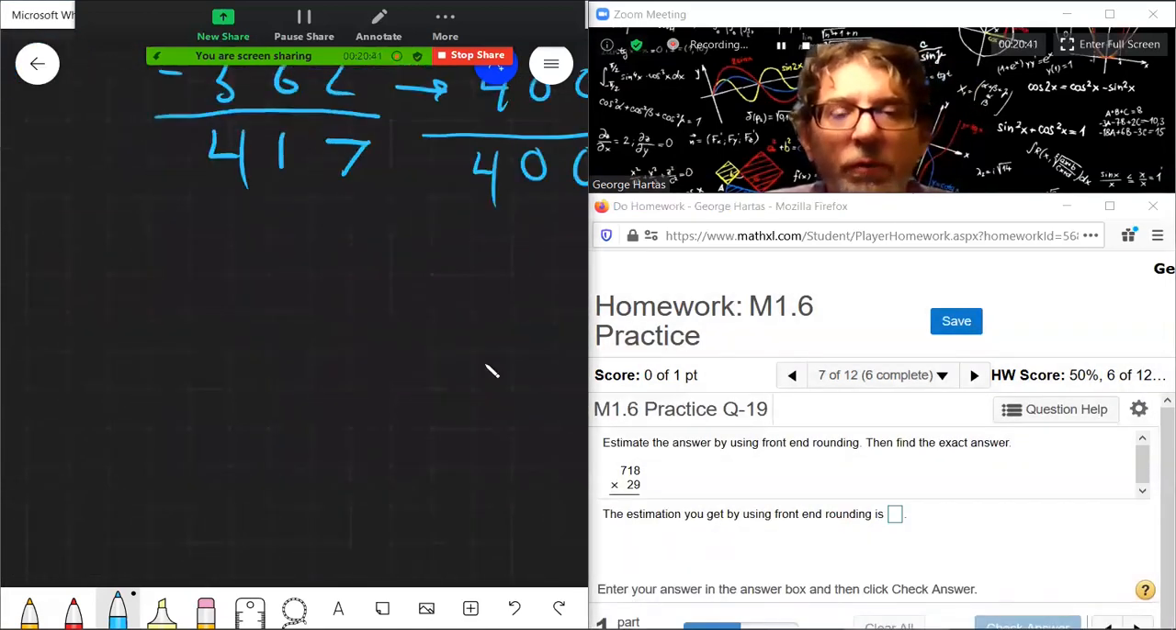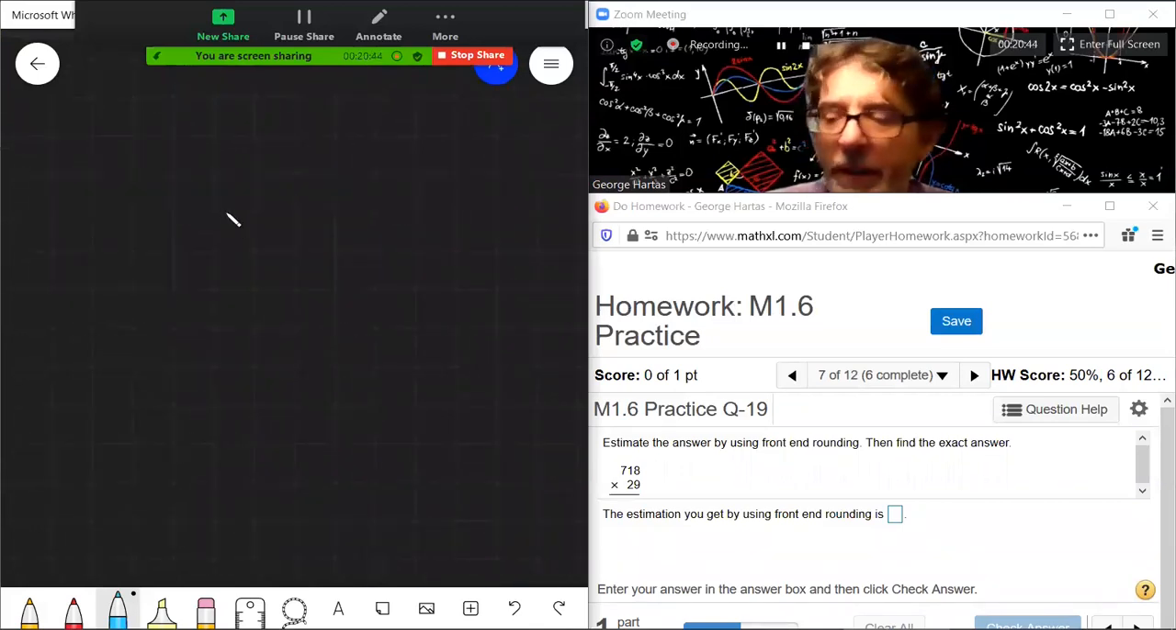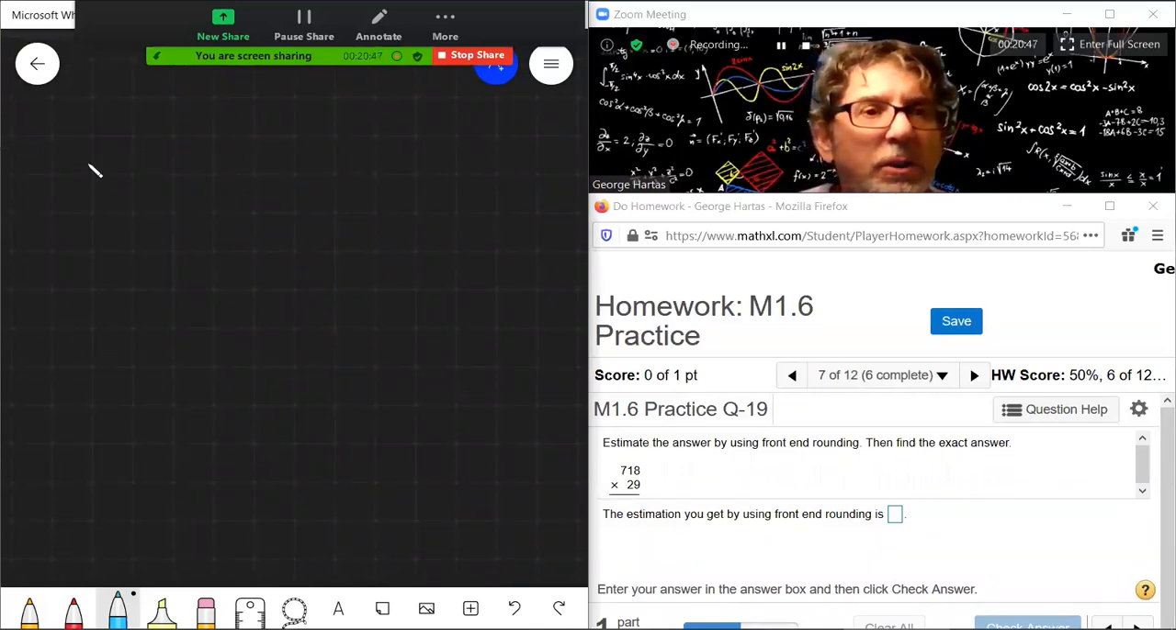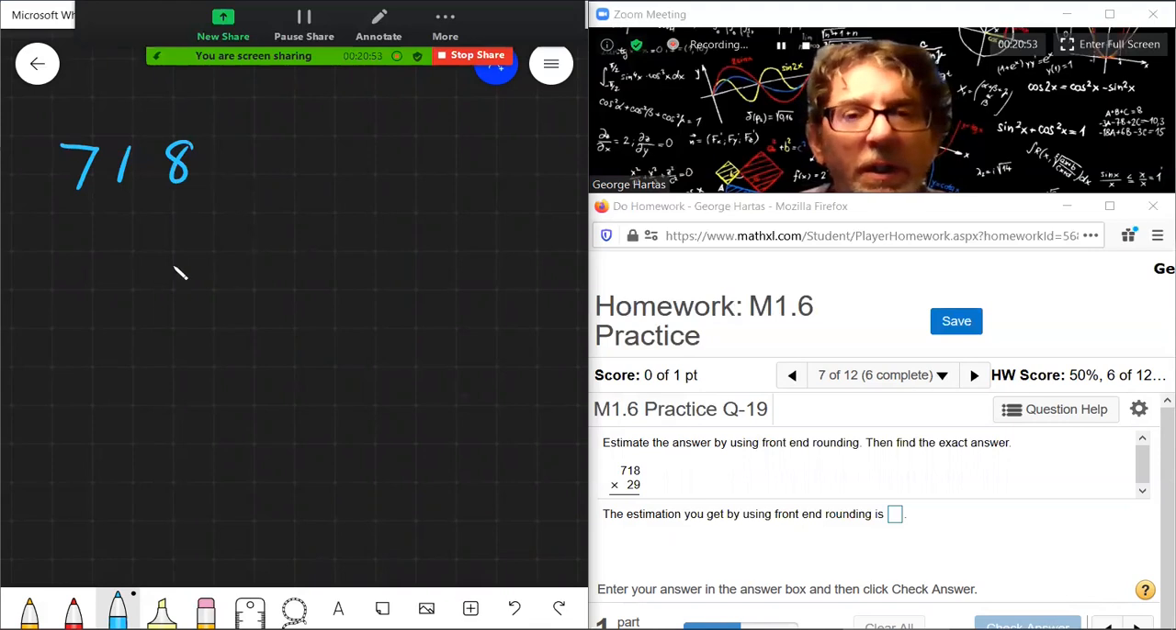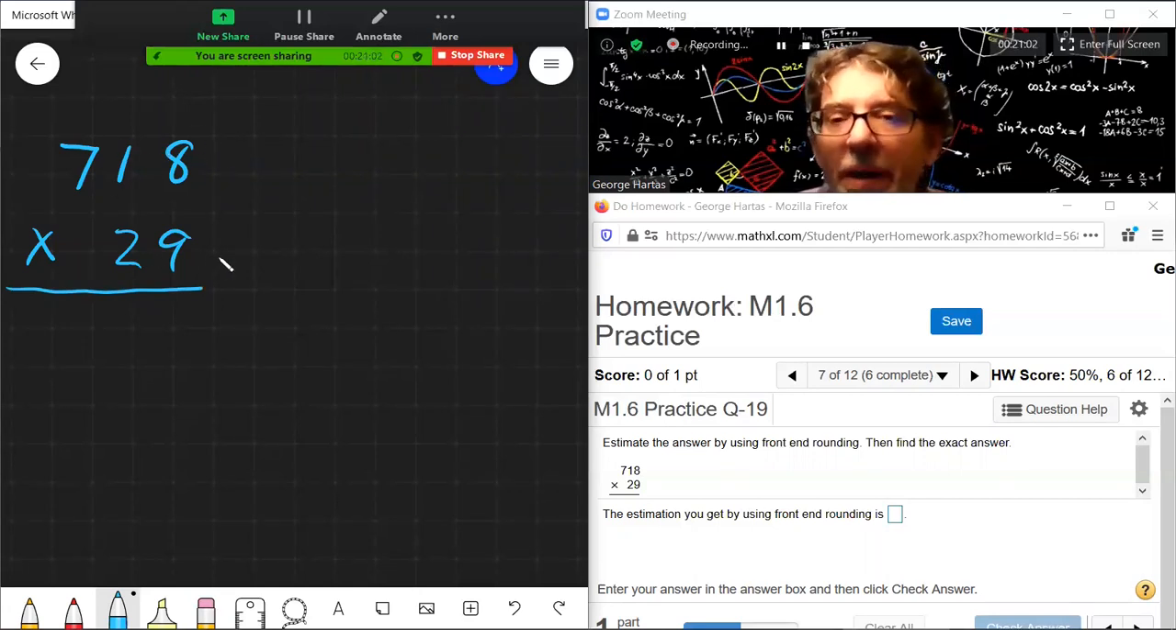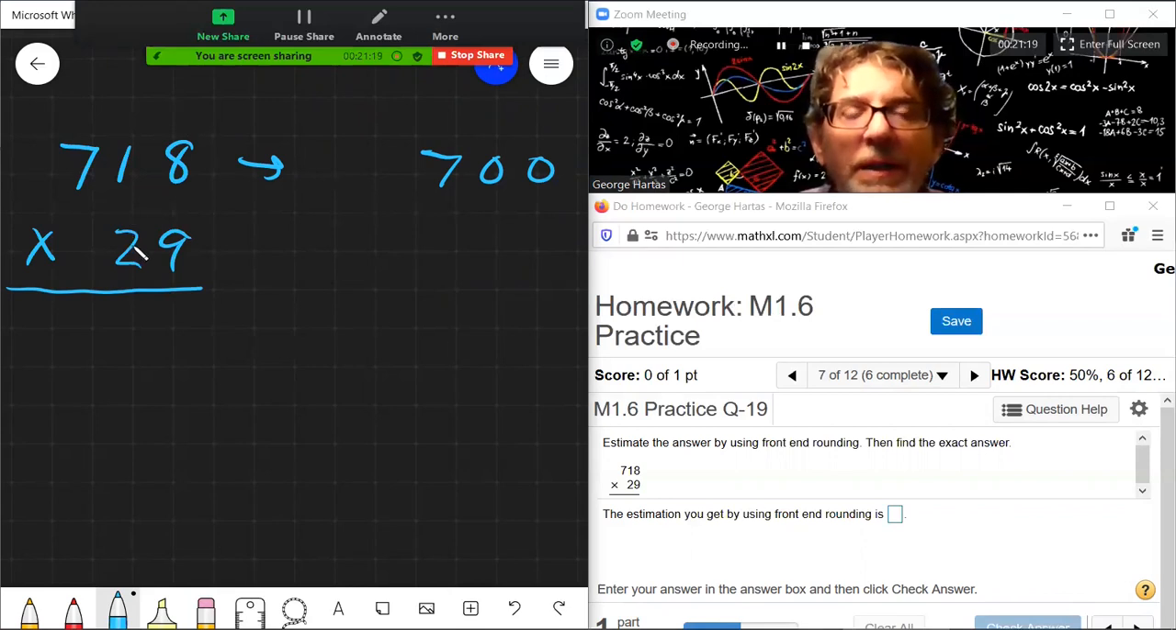So here again, we're using front-end rounding, okay? 718 times 29. Now, the numbers are different lengths, but it doesn't matter. Front end is front end. So for the top number, the front end is the hundreds spot. So this top number becomes 700. This bottom number here, the front end, is in the tens spot. So the bottom number becomes 30.